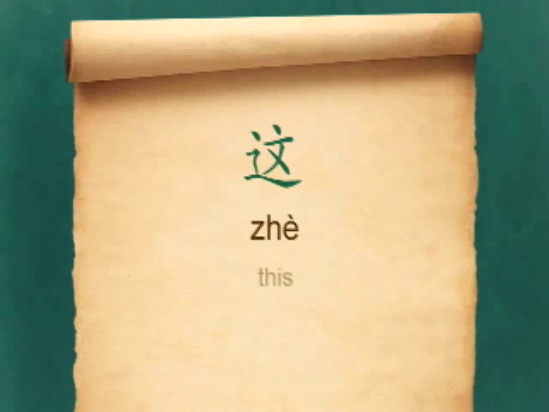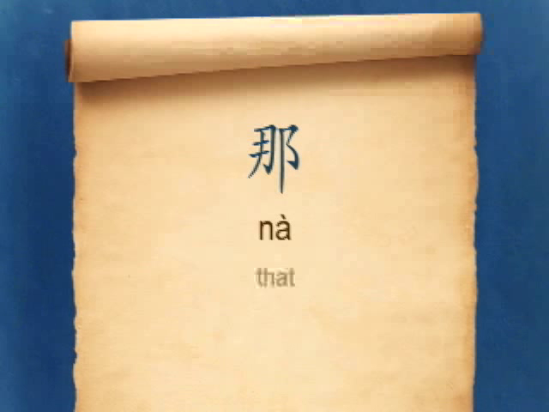这 means this. It has a fourth tone. Listen, 这. Say 这 after me. 这 means this. The term 那 means that. 那 is set with the fourth tone. 那. Now say with me three times. 那. What does 那 mean?